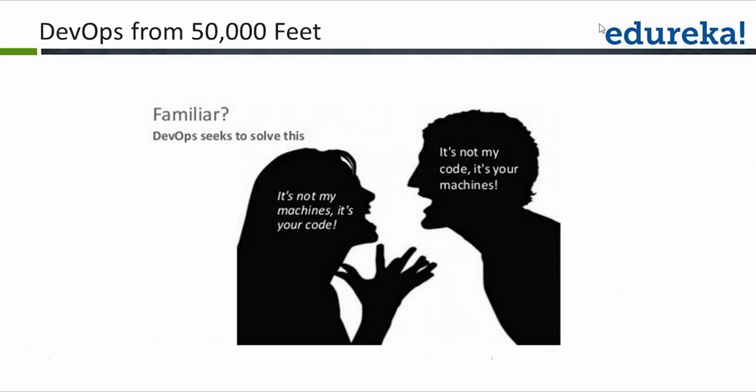But generally, when we look at all these implementations of DevOps from a bird's eye perspective, we have this general problem: it's not my code, it's your machine's configuration which is wrong. And on the deployment side, people say that it's not my problem, I have followed the exact same steps that were supposed to be followed, and it's your problem. It's not working. There might be some bugs in that. As simple as that.